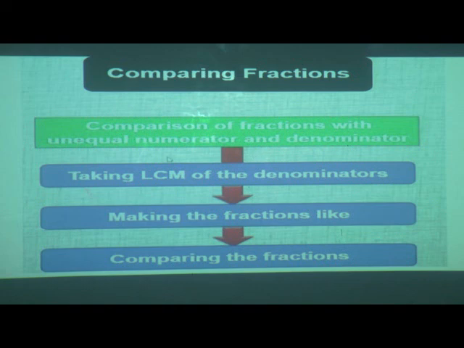So when the denominators are unequal and the numerators are unequal, first we have to find the LCM of the denominators to make the fractions like, or we can say they are unlike now. So we make the fractions like by finding the LCM, and then we compare the fractions. First you have to make the denominators equal, that is, like fractions, and then you have to compare which fraction is greater or which fraction is smaller.